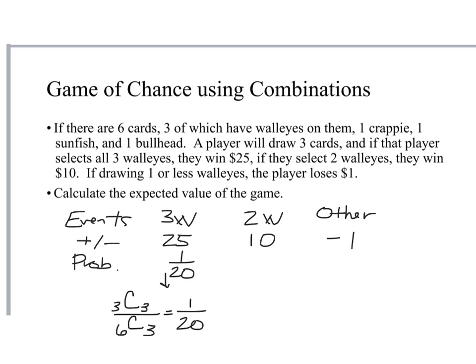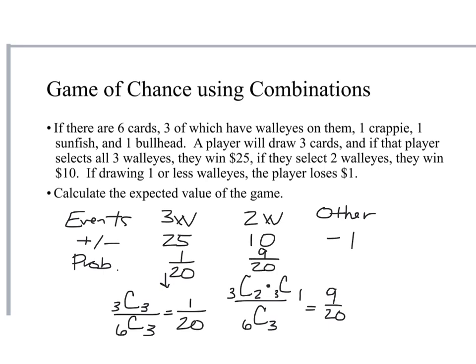The 2 walleyes. So again, to calculate this probability, it's 6 choose 3 on the bottom. There's 3 walleyes, I need to choose 2 of those. There's 3 other cards, I need to choose 1 of those. And that will be multiplied because it's AND. So 3 choose 2 is 3, and 3 choose 1 is 3. So it's 3 times 3 on the top, which is 9, over the 20, which is that probability.